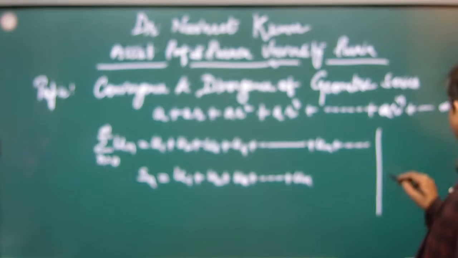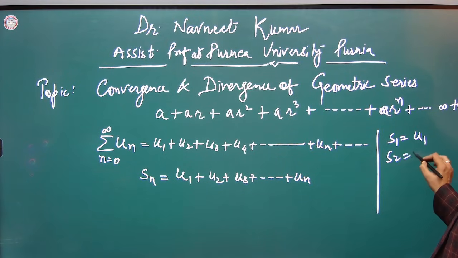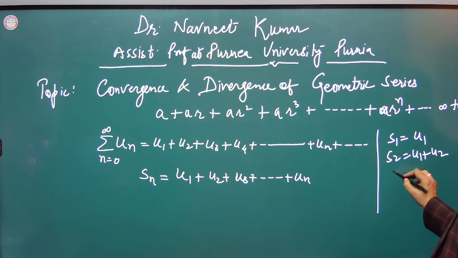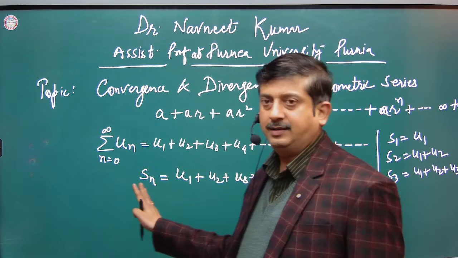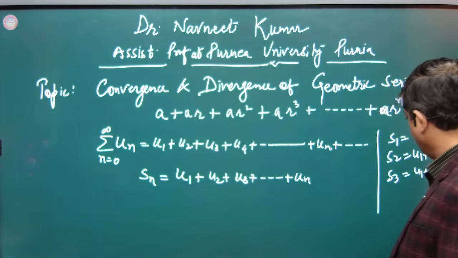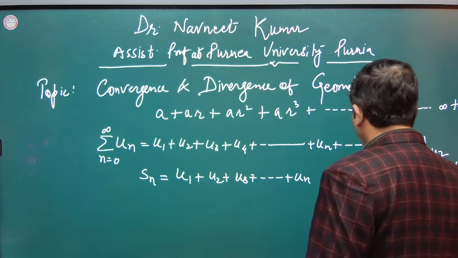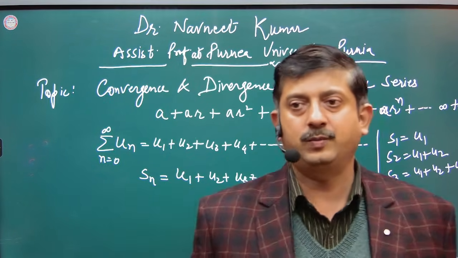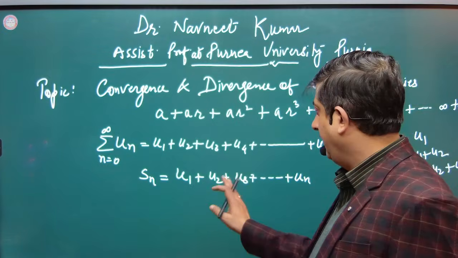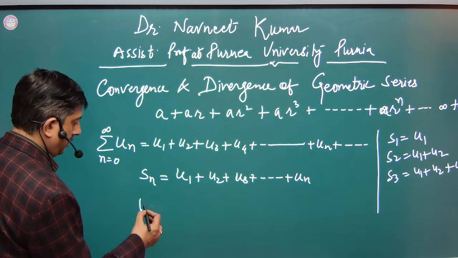Partial sum means, what is S1? S1 is nothing but u1. What is S2? S2 is nothing but u1 plus u2. What is S3? S3 is nothing but u1 plus u2 plus u3. So such type, this is Sn. So what is the formula for an infinite series to be convergent and to be divergent with the help of this Sn? The formula is, if limit.